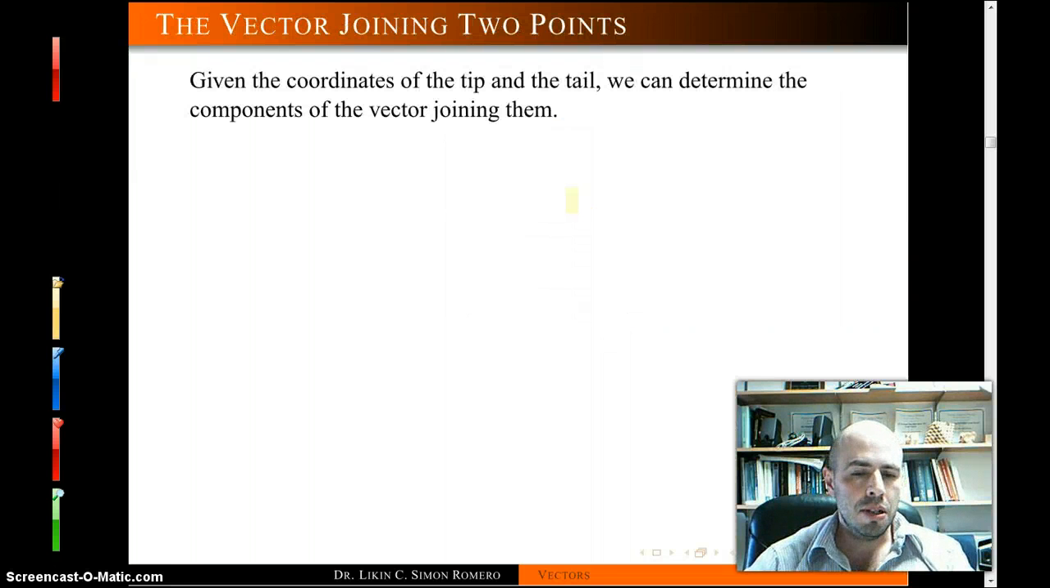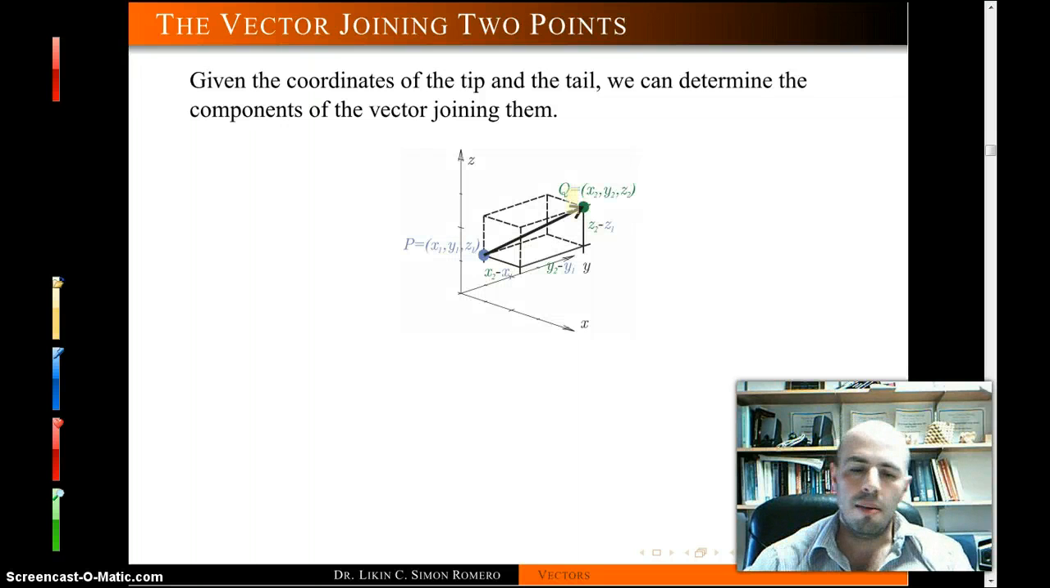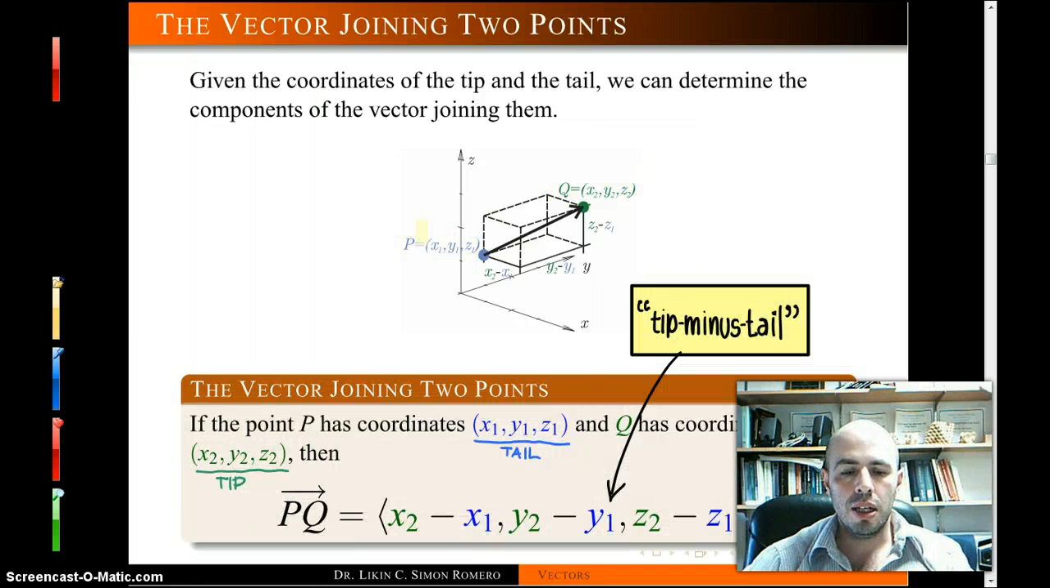A vector joining 2 points. Given the coordinates of the tip and the tail, we can determine the components of a vector joining them. So for example, if the tip is Q and the tail is P, then the vector PQ will have as x component x2, the x coordinate of the tip, minus the tail. We do the same for the y coordinates and we do the same for the z coordinates. In other words, tip minus tail.